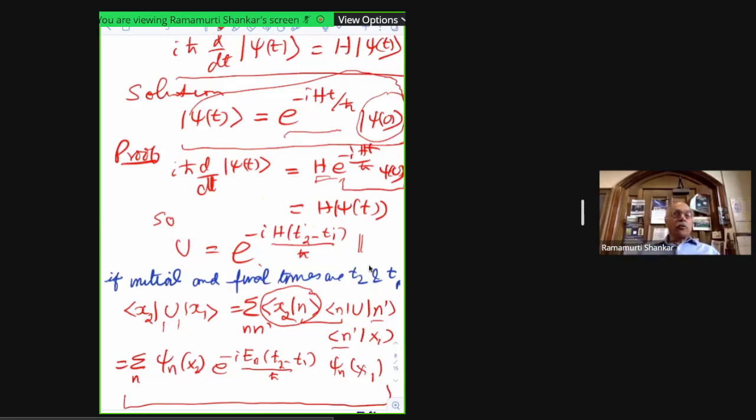But what I want you to know is, if somebody asks you what the propagator is, you should be able to say the following. In any time-independent Hamiltonian, the propagator is an operator which acts on the initial state to give the final state. It's a function of initial time and final time. And if you write the operator in the coordinate basis, its matrix elements will be labeled by x2 and x1. And here it is.